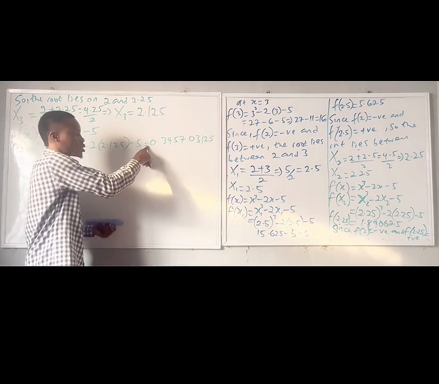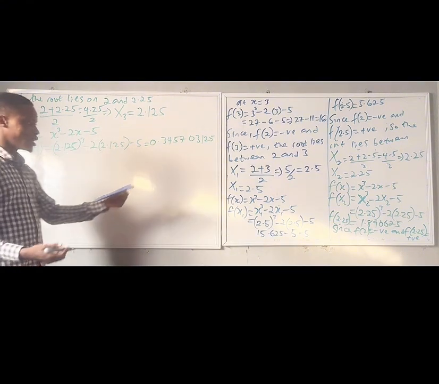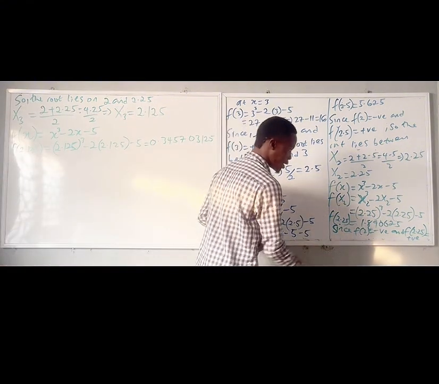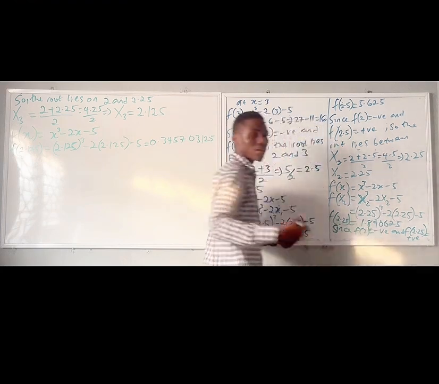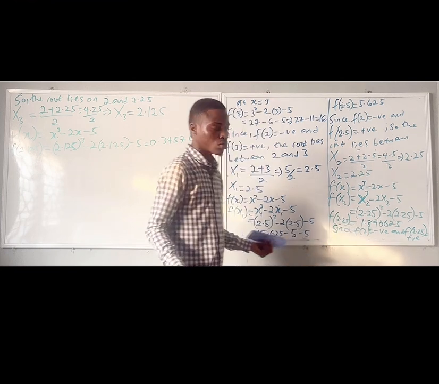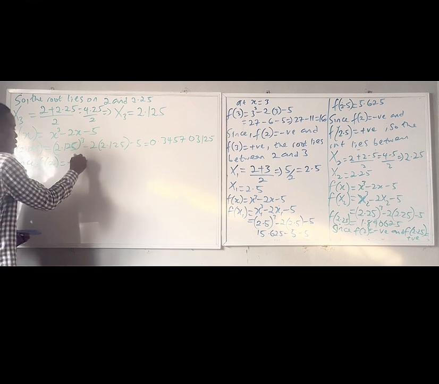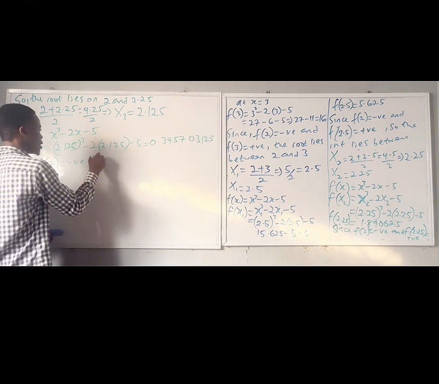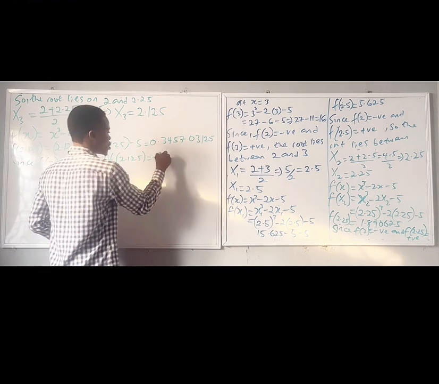0.345703125 is positive. So it means I have to go back to my last negative. You can see that our last negative here is f of 2, which is negative, and f of 2.125 is positive.